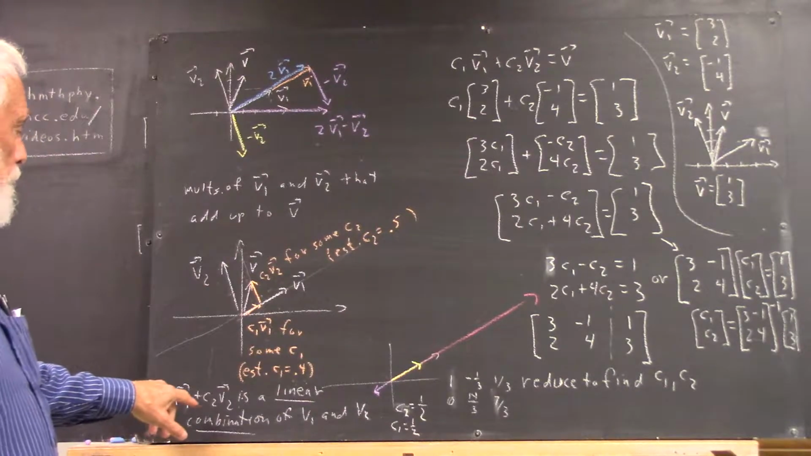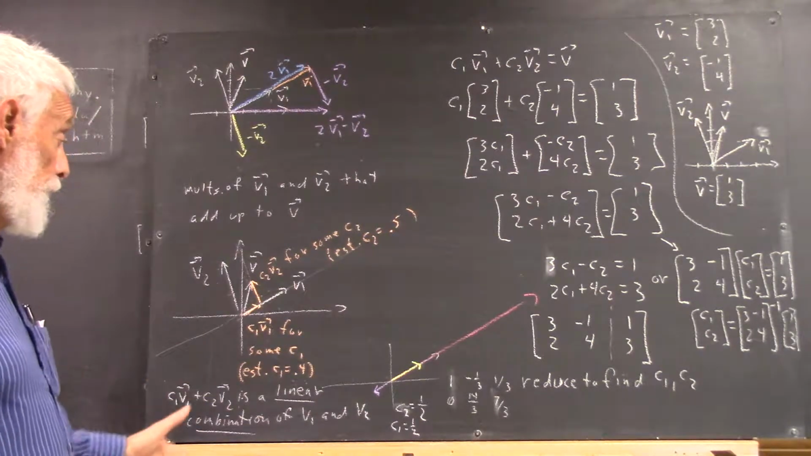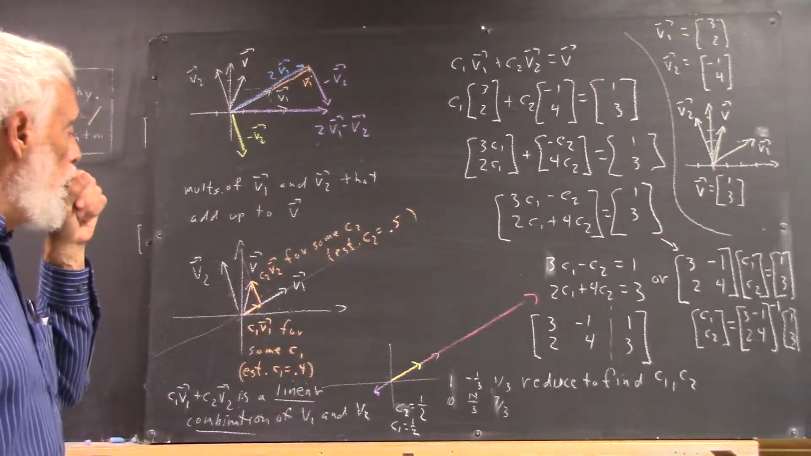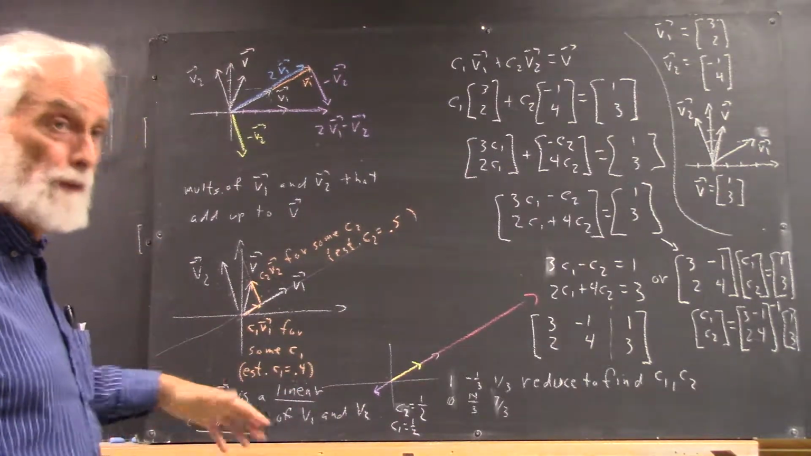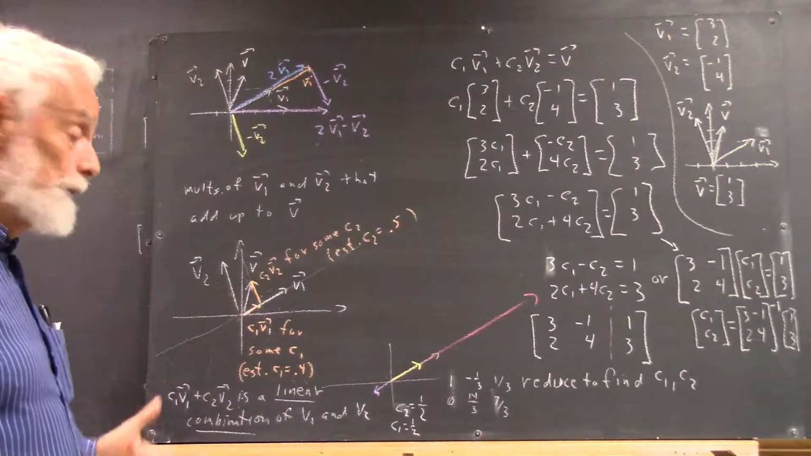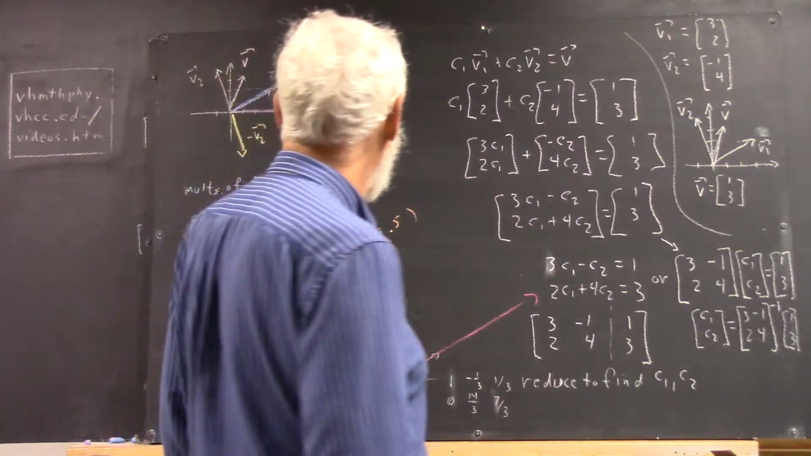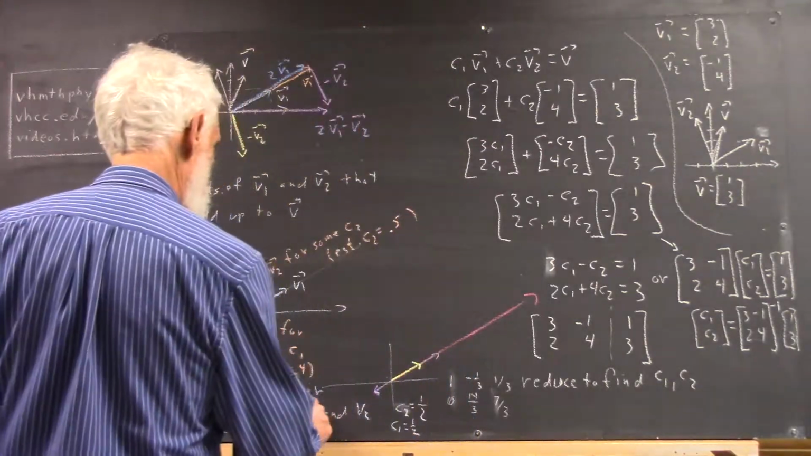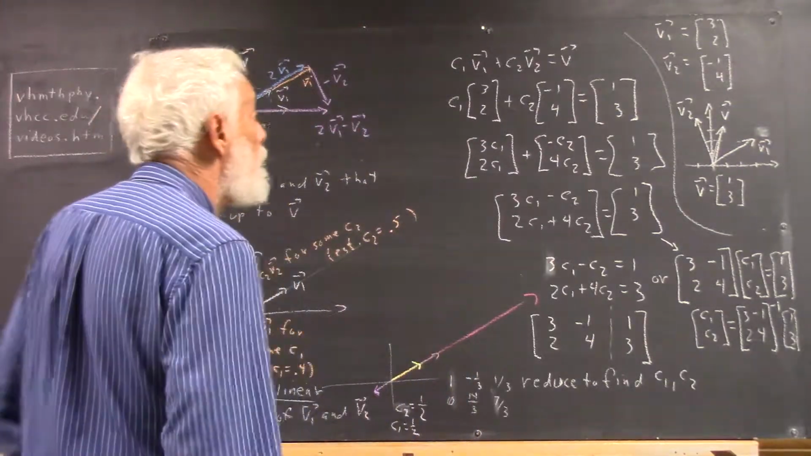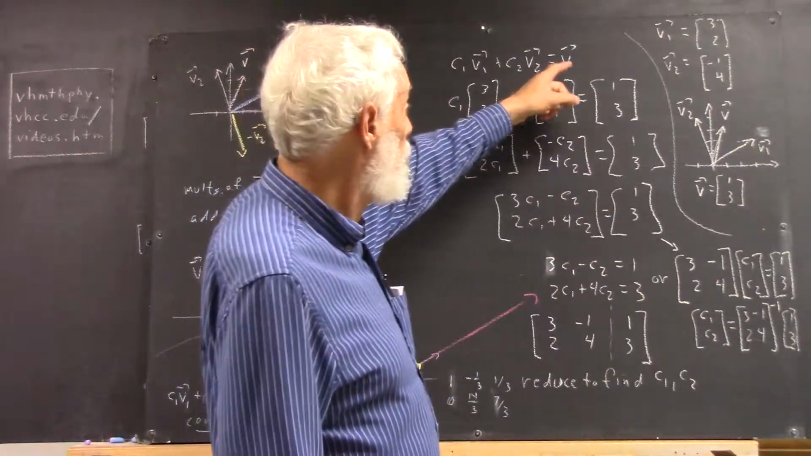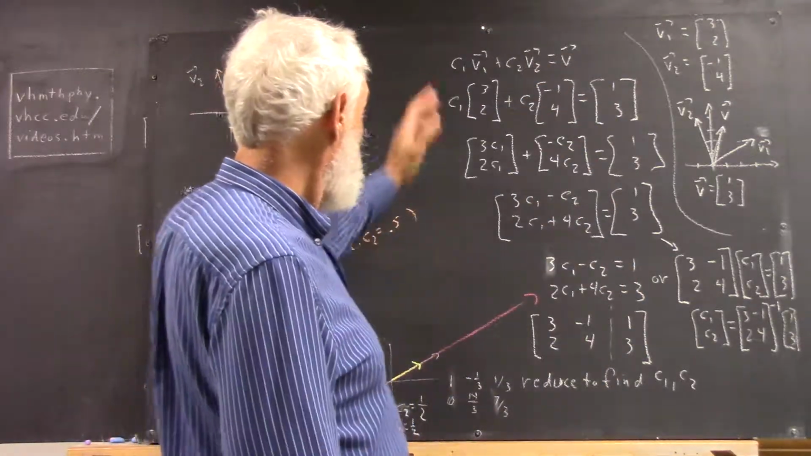Again, c1 v1 plus c2 v2 is your general linear combination of v1 and v2. Any sum of multiples of a set of vectors is a linear combination of that set. And v1 and v2 should really have arrows under them. So we have the equation c1 v1 plus c2 v2 equals v. That's what we're trying to find.